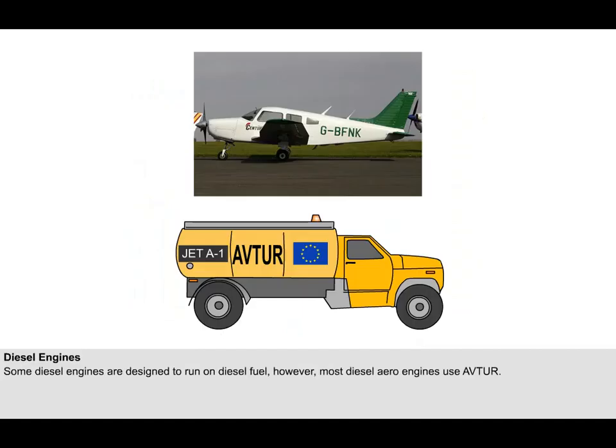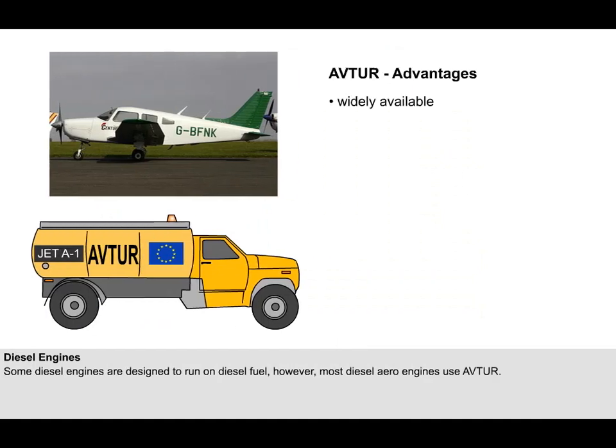Some diesel aero engines are designed to run on diesel fuel. However, most diesel aero engines use AVTUR. This is the kerosene-type fuel used by gas turbine engines, and is fully described in the gas turbine engine fuel lesson. Aviation turbine gasoline, or AVTUR, is widely available. It is less volatile and less of a fire hazard than avgas.